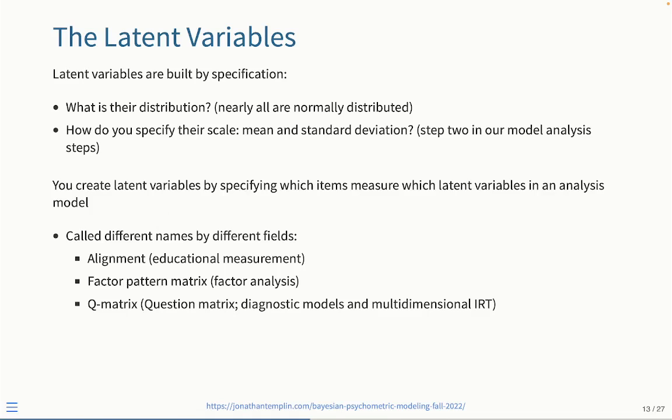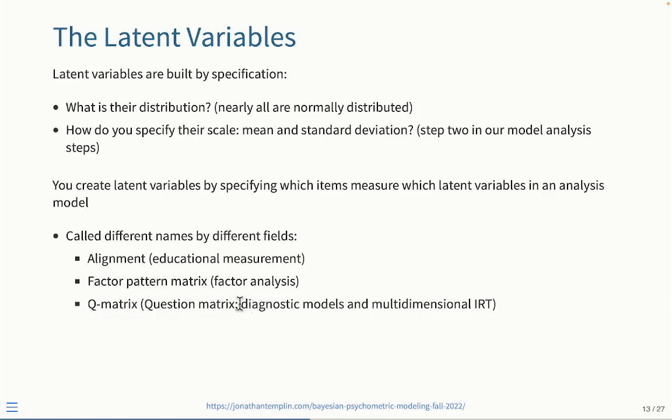And we denote the mapping of items that measure latent variables by several different names, depending on the field that you're in. Sometimes we call this item alignment, particularly in educational measurement. Items align to certain educational standards or domains or content areas. In psychology or other social sciences, we may talk about a factor pattern matrix. This comes from exploratory factor analysis, trying to figure out the pattern of which factors that items themselves load onto. And then more recently, this also can be referred to as a question or Q matrix.